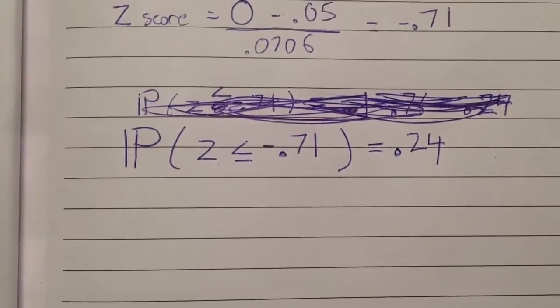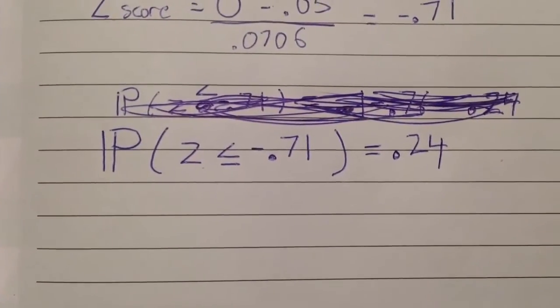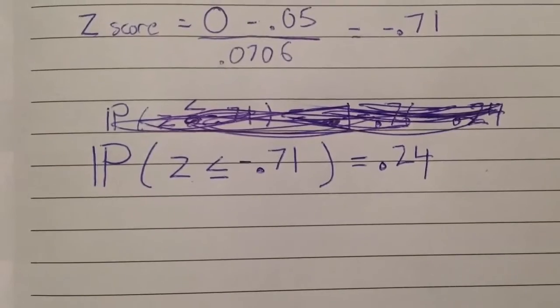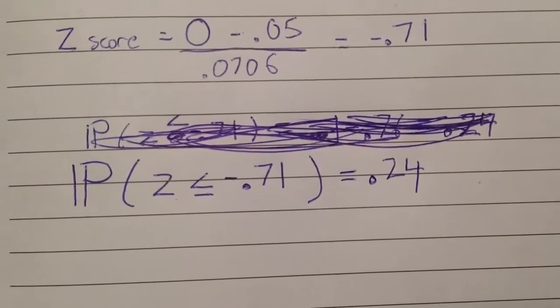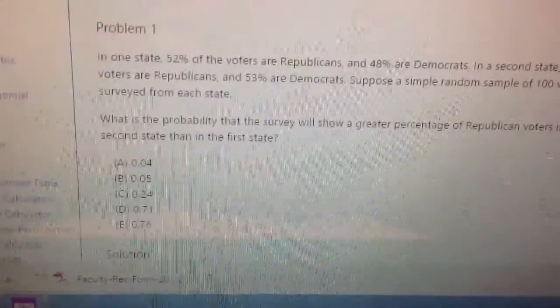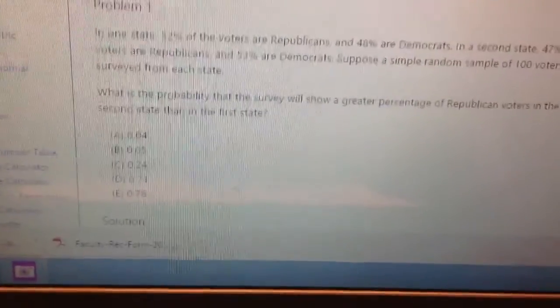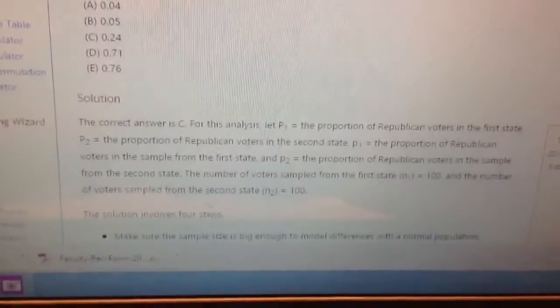So after using a z-score table, I found the probability that z is less than negative 0.71 to be 24%. And now going back to the problem, we find that answer C is also 0.24 or 24%. And now going to the solution, we also find that the correct answer is C.